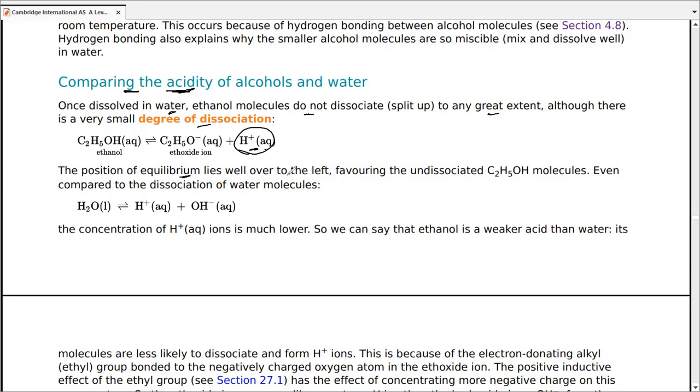The position of equilibrium lies well over to the left, which means there was much more of a reverse reaction than there was a forward one. Now, this favors the undissociated molecules, which means more of the ethanol molecules exist in the molecular shape than they do in their ionic form.